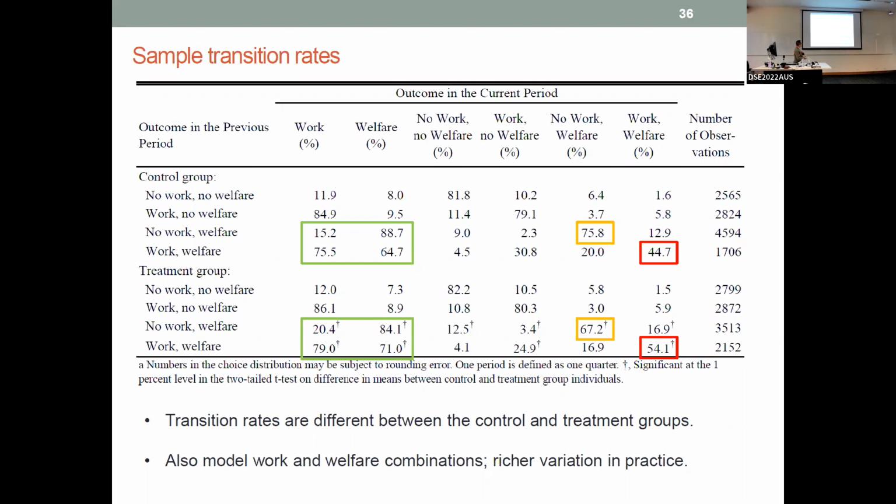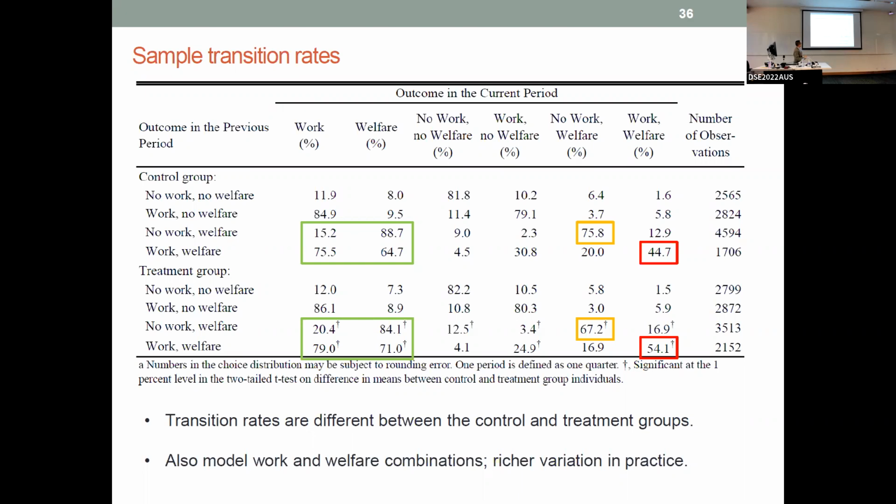And this notation says that the difference between the treatment and control group for that particular cell is significant at a 1% level. So it's just a two-sided t-test, very simple. And here we see that for the treatment group, the transition rates are pretty different than the ones in the control group.